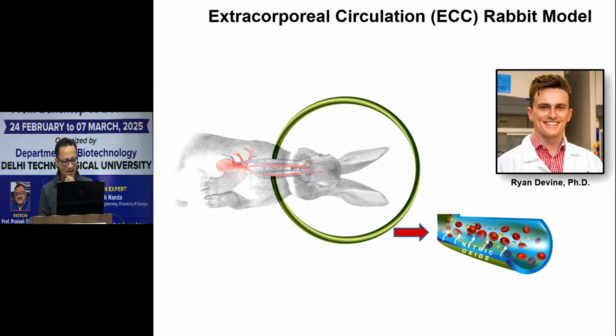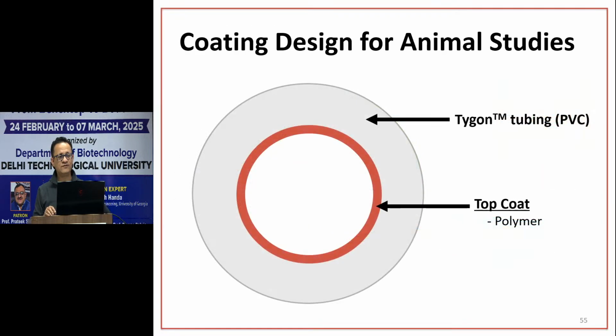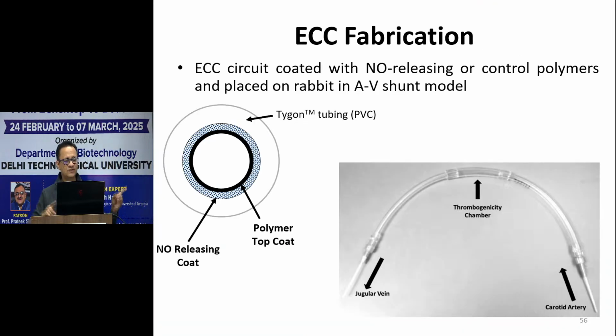Then my PhD student Divine, he graduated 2 years ago. He tested those materials in an extracorporeal circulation model. Okay, we talked a little bit about it yesterday. So what we do is we take this tubing and we coat it from tip to tip inside the tubing with our NO releasing material. For example, if we were using that diazeniumdiolate chemistry, we would have first coated it with our diazeniumdiolate material and then top coated it with just the polymer.